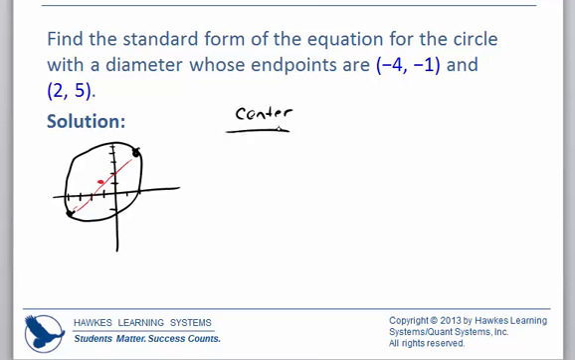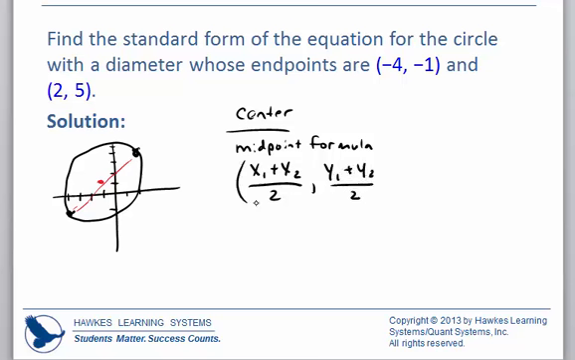I'm going to begin with my midpoint formula. Remember that the formula says that we're going to take the two x values and add them together and divide by 2. And then we'll take the two y values and add them together and divide by 2. So my x's in my points are -4 and +2. We're going to add those two together and divide by 2. The two y values, -1 and +5. We'll add those together and divide by 2.